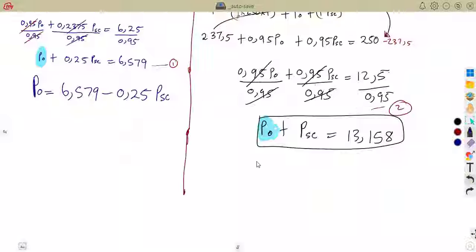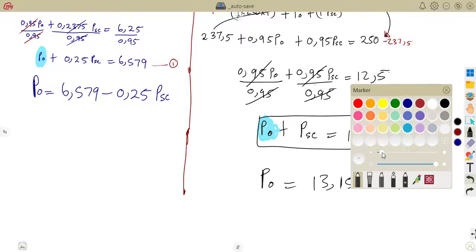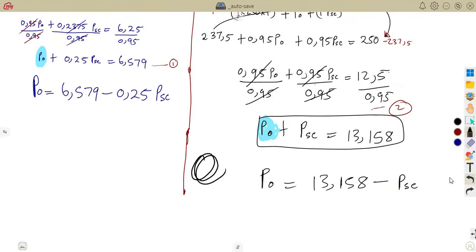Then we also do the same thing on this one. We take the short circuit to the other side. So it means P open was going to be 13,158 minus, okay? Take note, this is plus. So the moment we take it to the other side, it was going to be a negative. Oh, guys, let me just try to increase this one a little bit. All right, something like this.